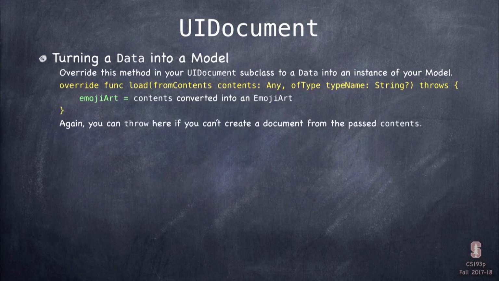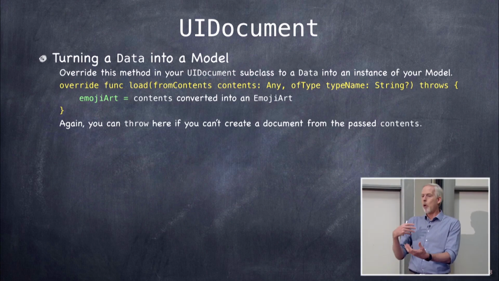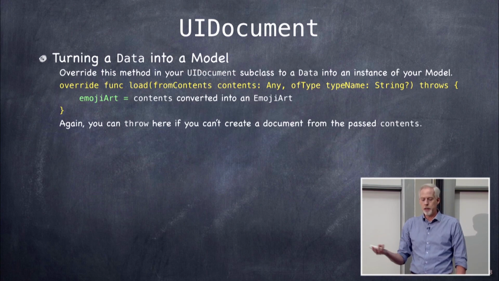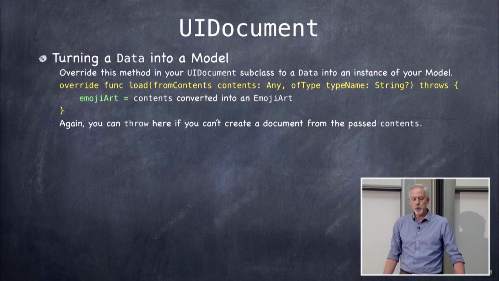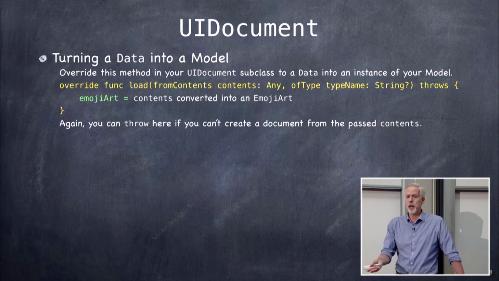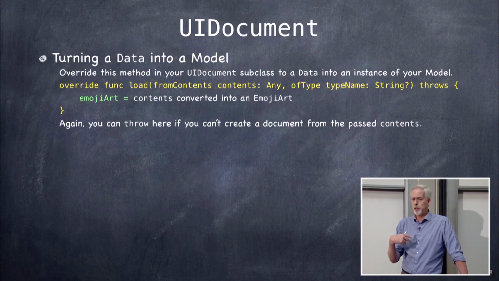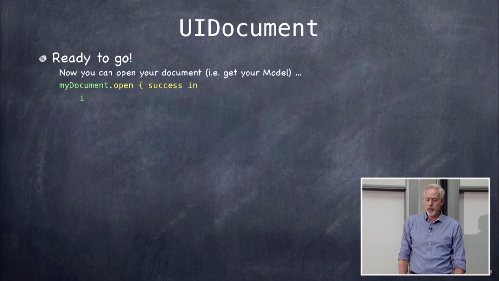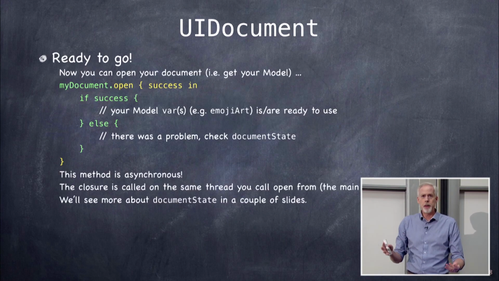All right, how about the other way around? You've got a data, okay, that's handed to you. You've got to turn it into your model. Okay, again, you're probably going to use that JSON decoder and take the data and turn it back into an Emoji Art. Okay, and again, it's got the types there, load from contents of type, that's UTI. This one throws as well. This one you're more likely to throw, okay, because here you're being given a JSON thing or a data blob, and you're turning it into Emoji Art. It might be corrupted, it might not be in the right format, something's wrong with it, so you might throw here.